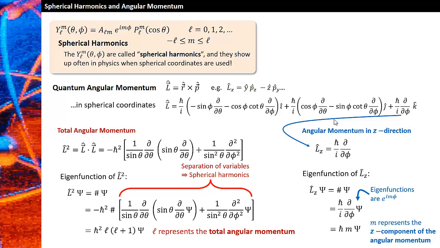Okay, so now we have an interpretation of our spherical harmonics as eigenfunctions of angular momentum, both the total angular momentum squared operator and the angular momentum in the z direction. And we have an interpretation of L and m as the total angular momentum and the angular momentum in the z direction.